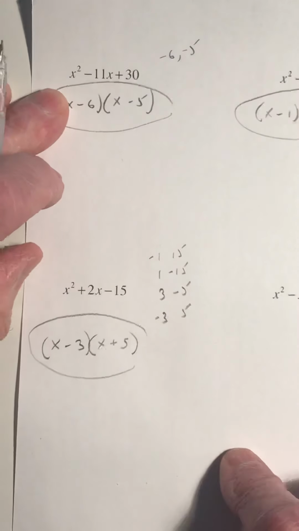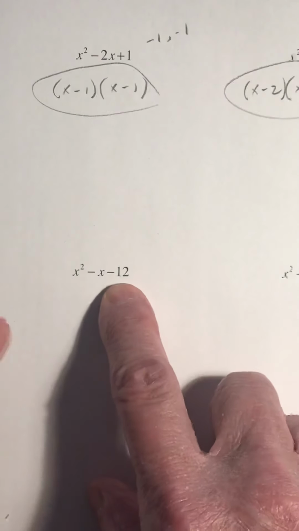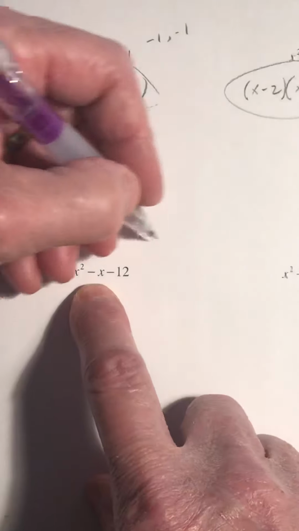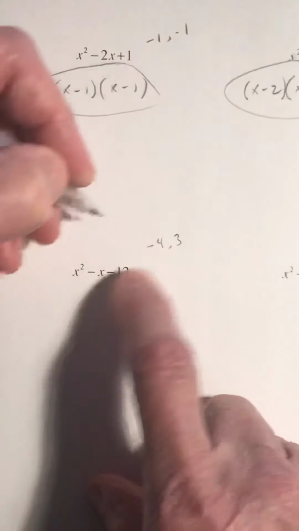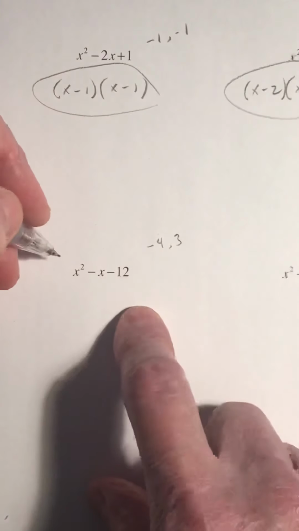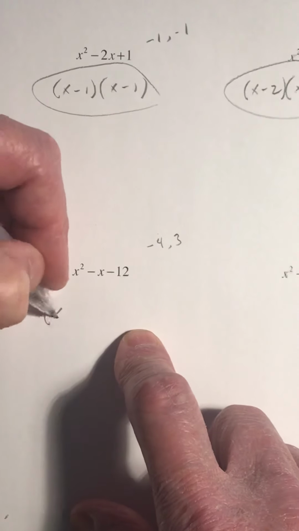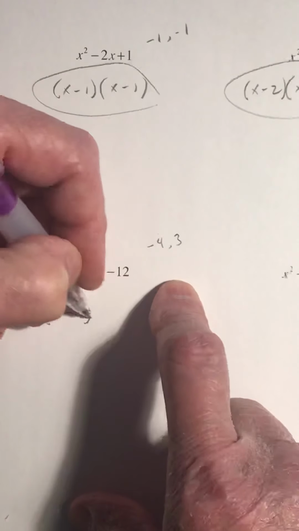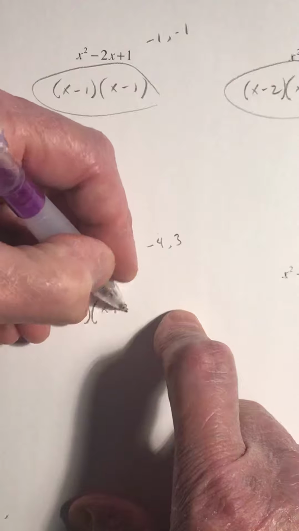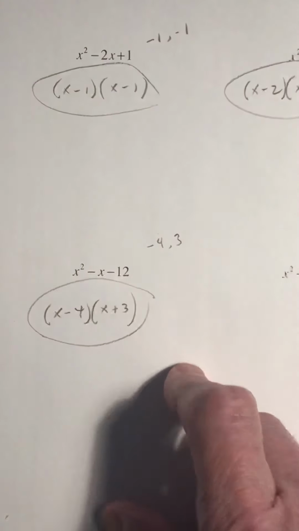Okay. And how about a minus 12 and a minus 1? Minus 4, plus 3. Those add up to minus 1, multiply out to minus 12. So x minus 4 and x plus 3 will take care of that.